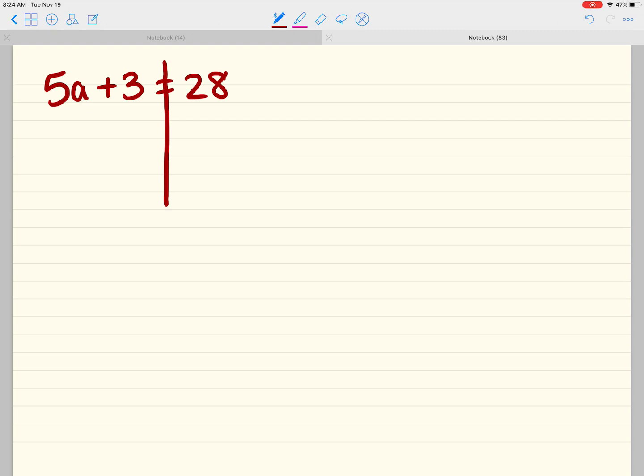3. Okay, how would I get rid of 3? What's the opposite? Subtract 3 from both sides. Whatever operation you see, you do the opposite to cancel it out and move it to the other side. So what would that leave me with on the left? 5a equal to what? Say it. What's 28 minus 3? Come on, somebody. 25.